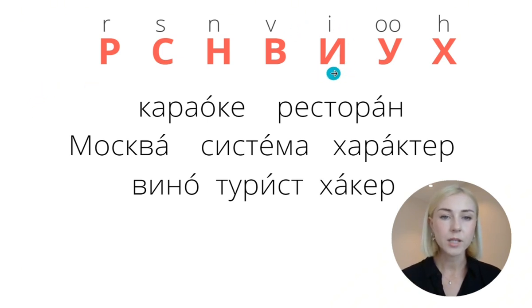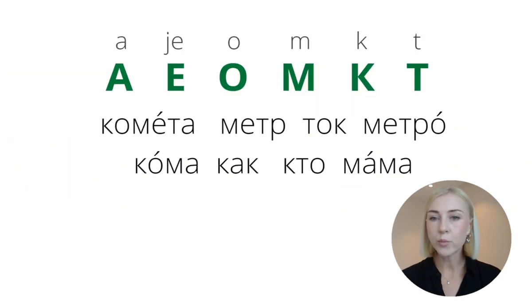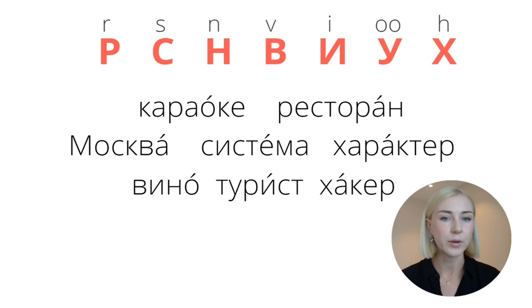This one, I, and this one, U. These are two vowels. The rest of the letters are consonants. And by the way, let's come back to the first line of letters. These three letters are vowels and these three letters are consonants. Great job. So now we are ready to read the words that contain these letters.